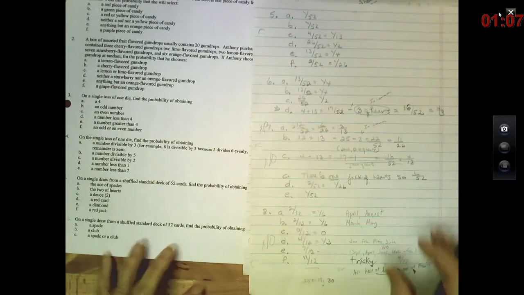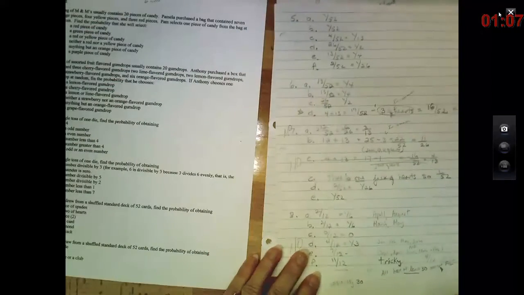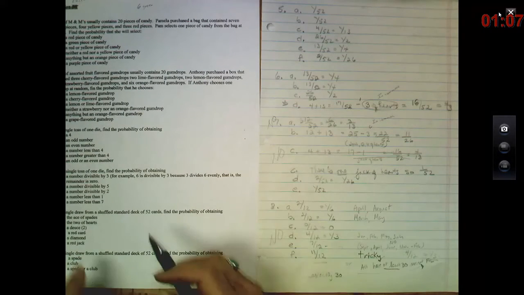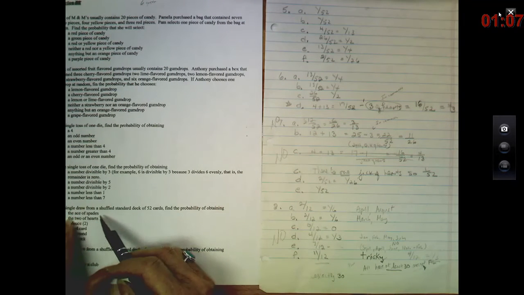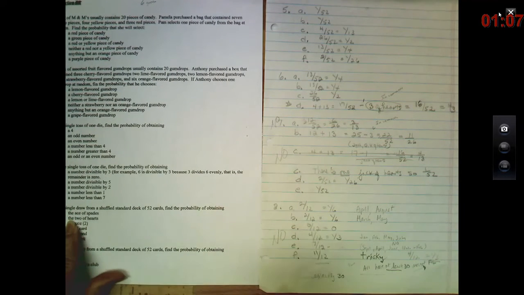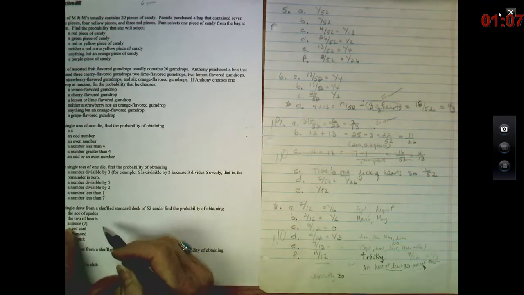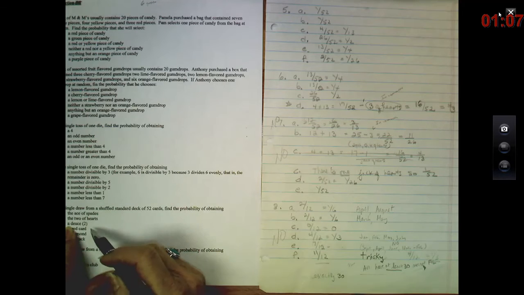There are 2 that I missed. It might be me, because I don't know anything about cards. On number 5, I missed B and C. I reduced it down to 1 over 26 on both of those. On B, the 2 of hearts, there's only 1 2 of hearts. And the C part had the same answer.